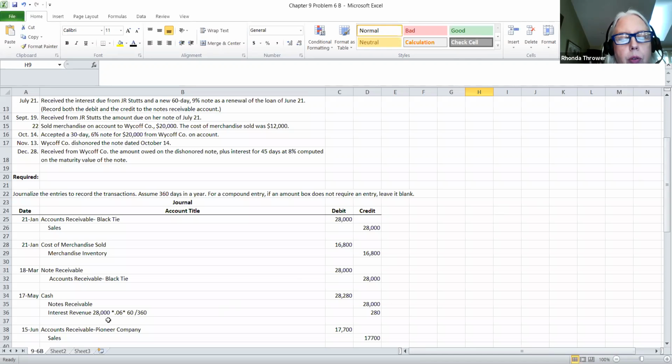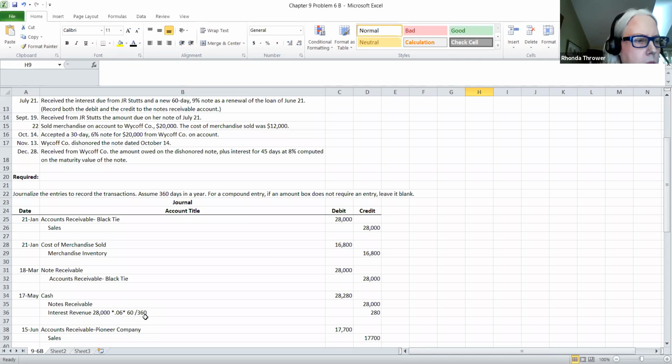To figure the interest, we use simple interest. The principal is $28,000 times the annual interest rate of 6%. Then we're going to multiply that by 60 days, which is the term of the note, and we're going to divide it by 360 days. In this textbook, they use 360 days as an annual amount of days to calculate interest. Now, I know that annually we have 365 days, and some textbooks do use 365, but for some reason or another, they chose to use 360. I think they told you it's easier to calculate that way, but sometimes that causes students confusion. But this is a number of days in the year.